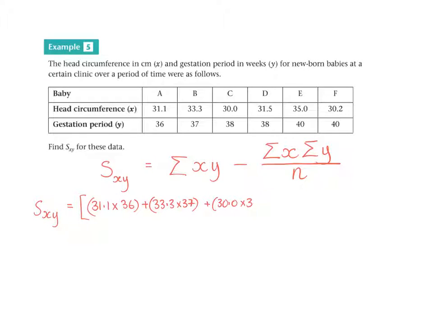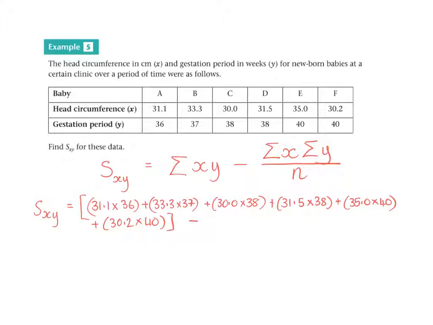30.0 times 38. And if you're asked to do this in the exam, you will get method marks for showing this. Times another 38, plus 35.0 times 40, and plus 30.2 times 40. So that part there is your sum of x times y, and then you've got to take away the x's times the y's all over 6.